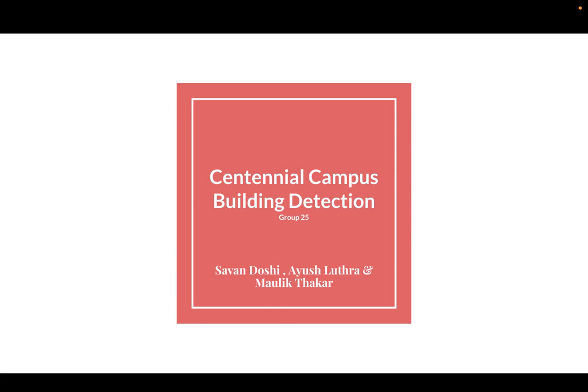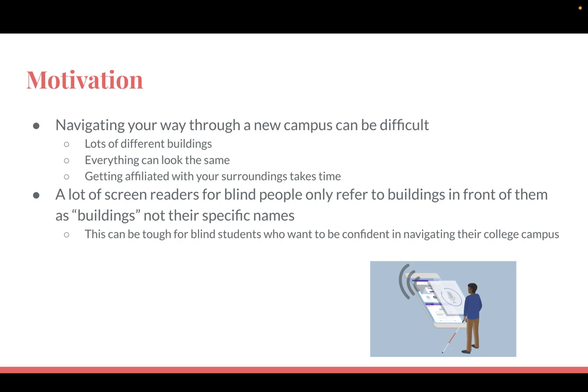Malik Thakkar. Our motivation for this project is that navigating yourself through a new campus can be really difficult. There are lots of different buildings, and if you're on Centennial campus, they can all look the same. Getting familiar with your surroundings takes a lot of time. A lot of people who are hard of seeing have screen readers, but those screen readers only refer to buildings as buildings, not their real names. That can be tough for students who want to be confident in navigating their own college campus.